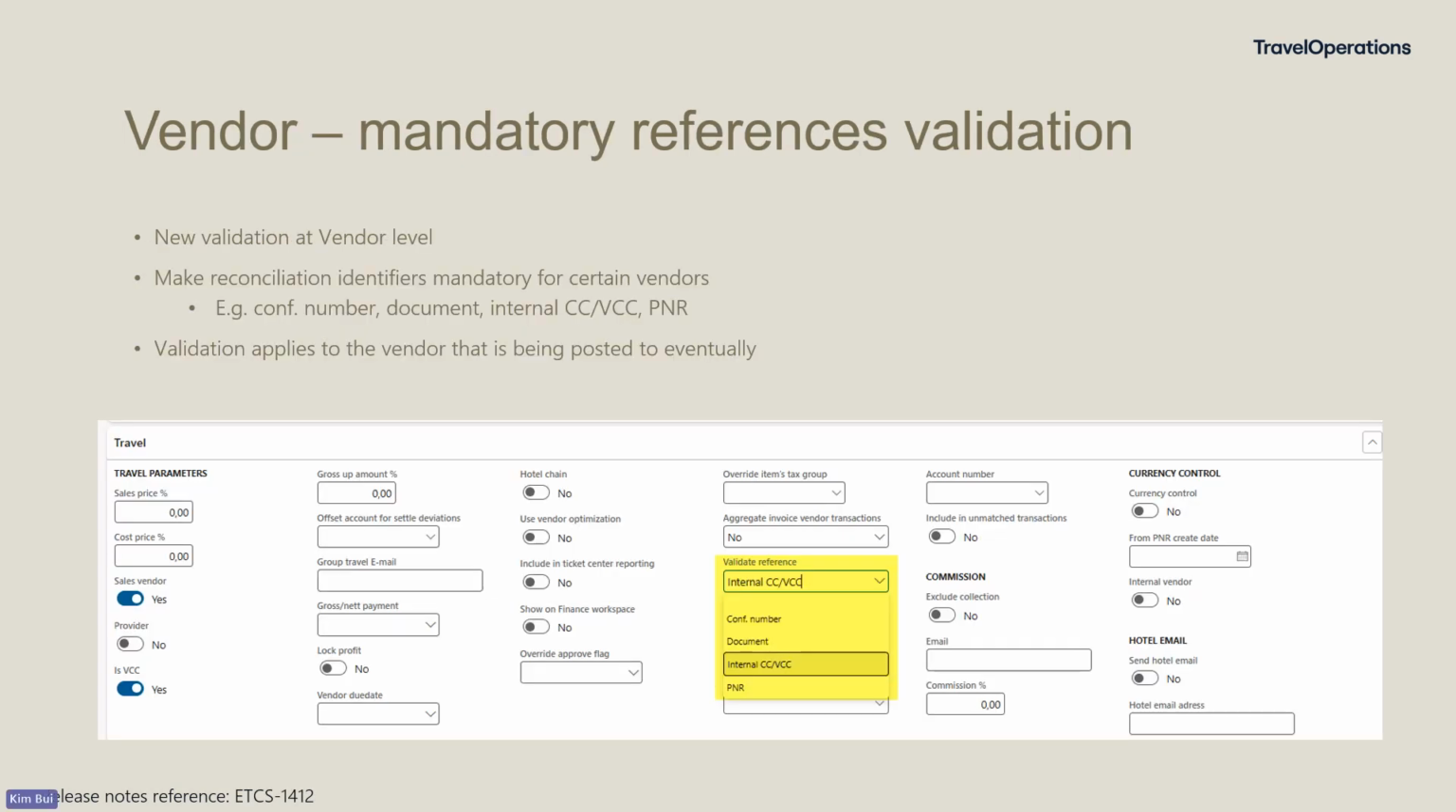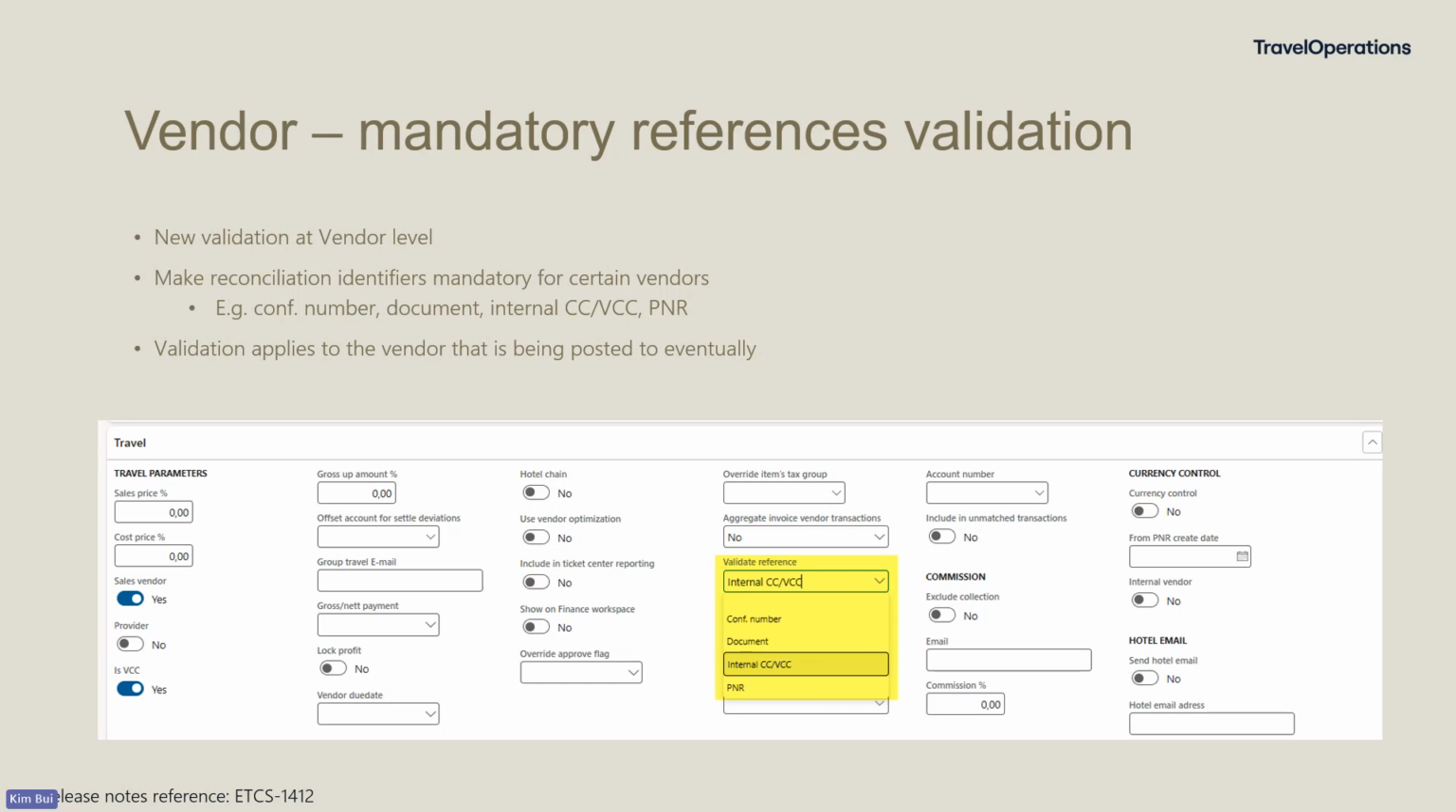And a small validation, which is configurable at the vendor level. When the vendor is used on the sales order line, you now have the option to select if it will be stopped for invoicing if certain values aren't input on the sales line. You have the option of having validation on confirmation number, document number, PNR, or internal CC VCC.